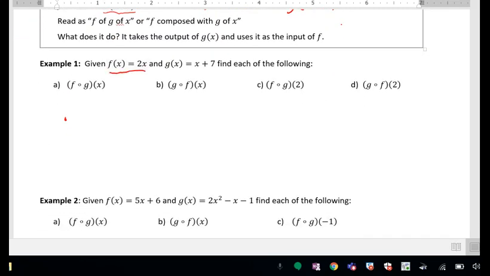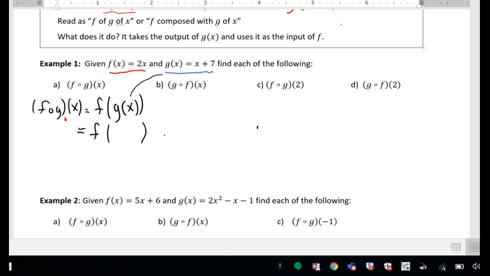So we have f of x is equal to 2x, and g of x is equal to x plus 7. I always encourage people to rewrite this statement as f of g of x, because it makes it a little bit more clear on what is going to have to happen. So we have f of g of x. g of x is given right here, so we're going to plug that in. g of x is equal to x plus 7, so that's going to go in our parentheses.